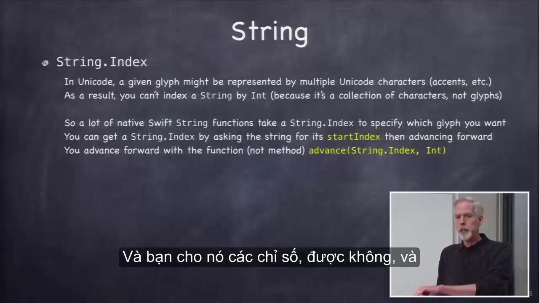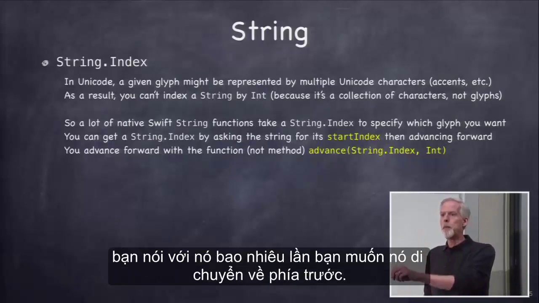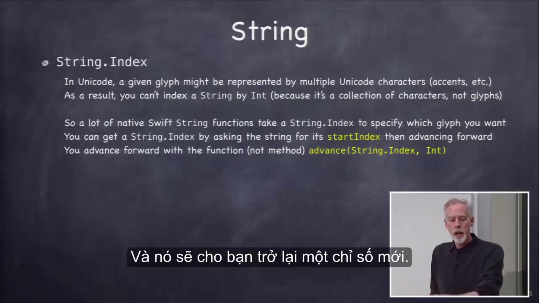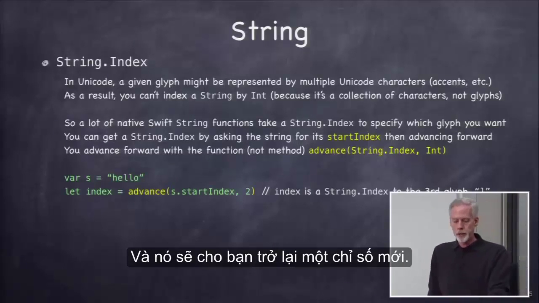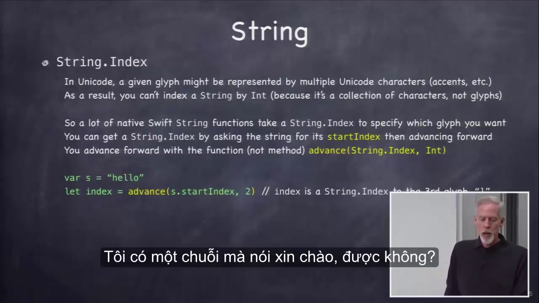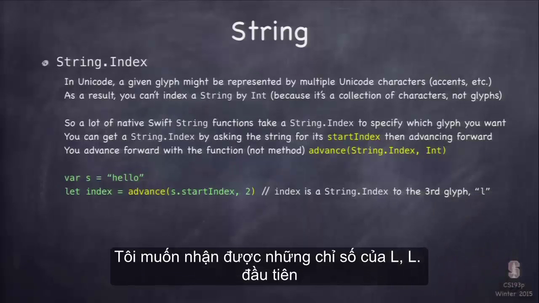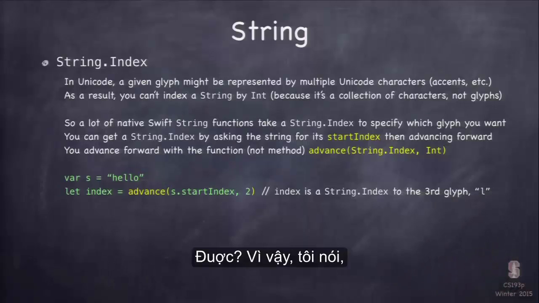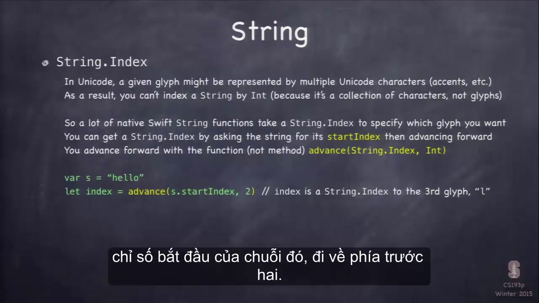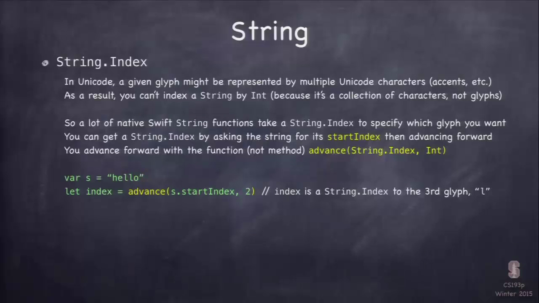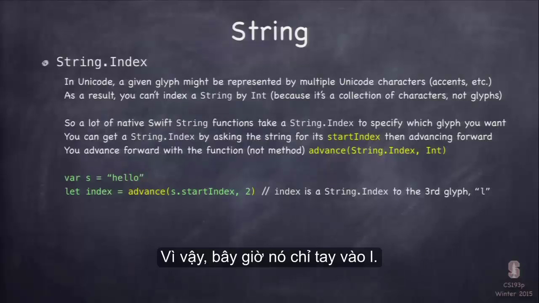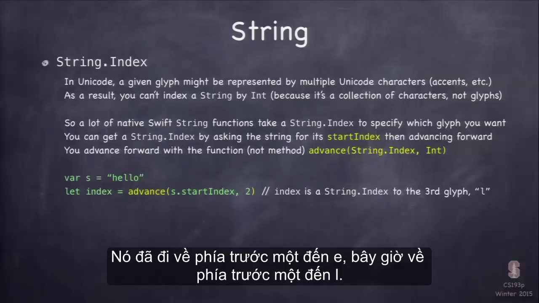And you give it the index, and you tell it how many times you want it to move forward, and it will give you back a new index. So here's an example. I have a string that says hello. I want to get the index of the L, the first L. So I say let the index equal advance the start index of that string, go forward 2. So now it's pointing at the L. It went forward 1 to the E, now forward to the L.